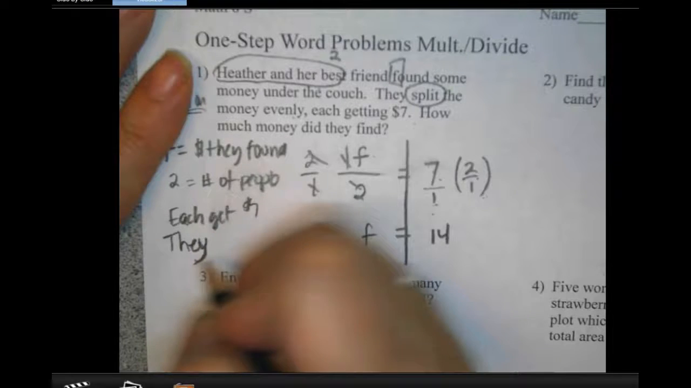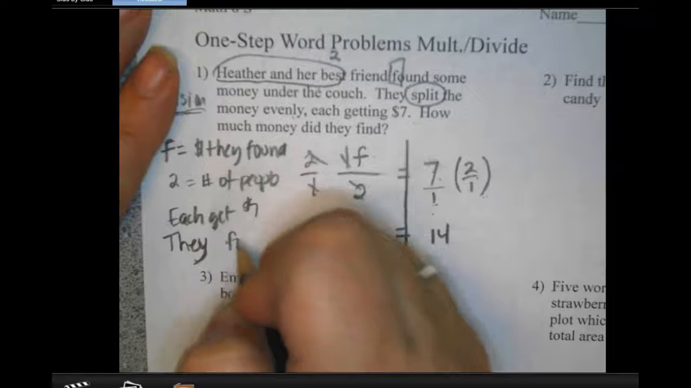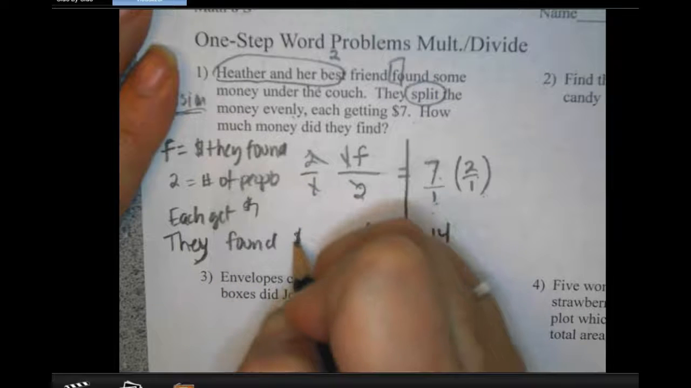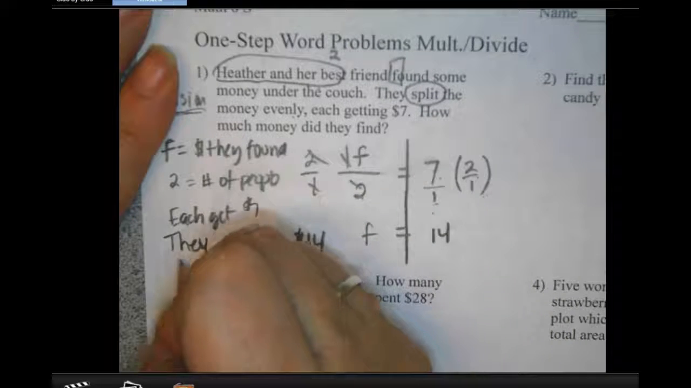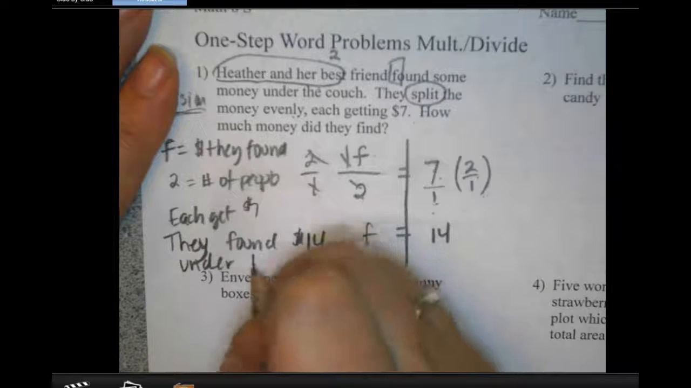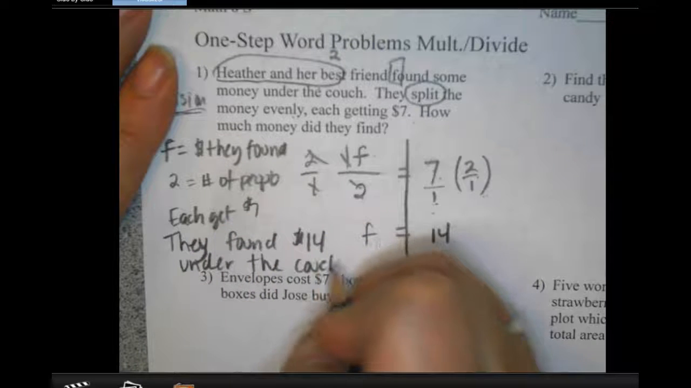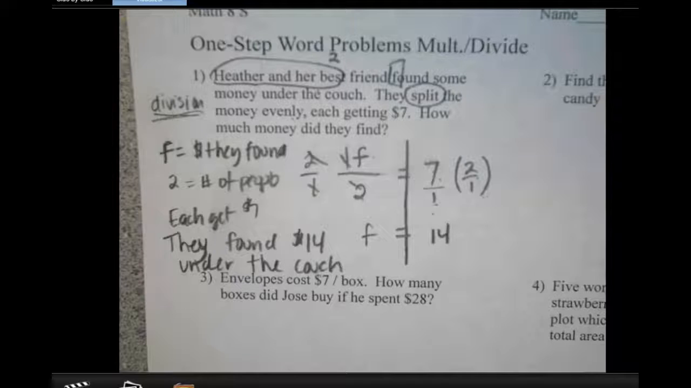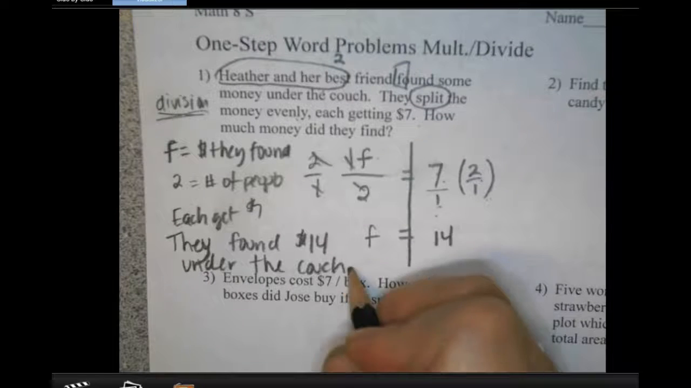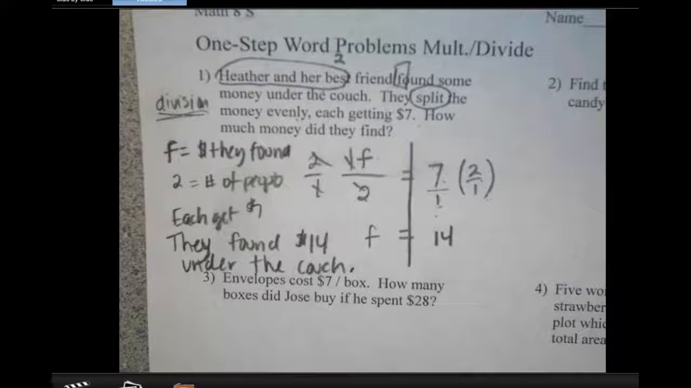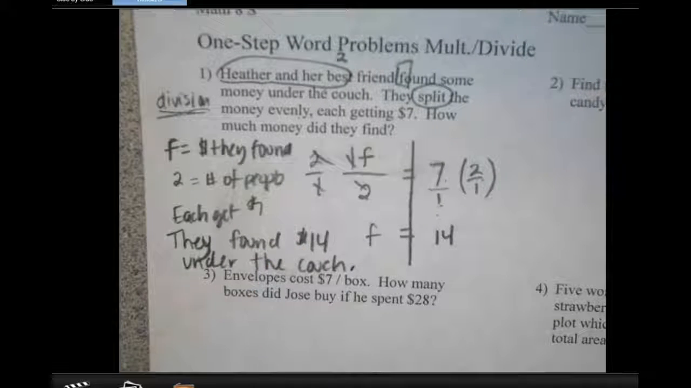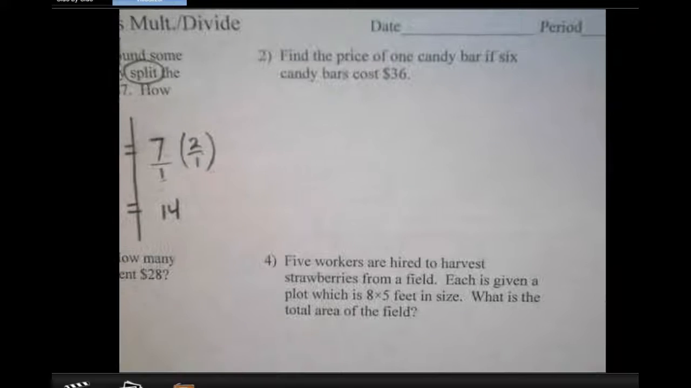I'm just going to write "they" because it's easier. They found $14 under the couch. Right? Okay, don't forget to write your sentences and your answers. I wrote dollars. All right, so let's go ahead and look at number 2.